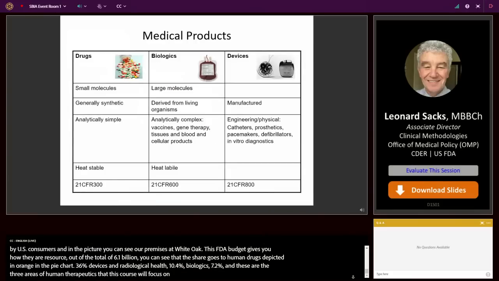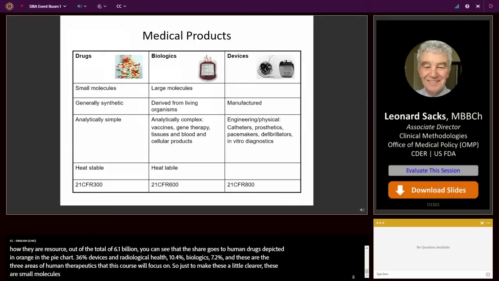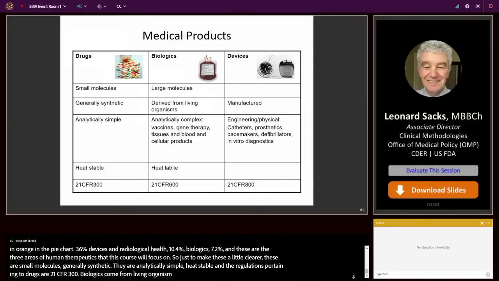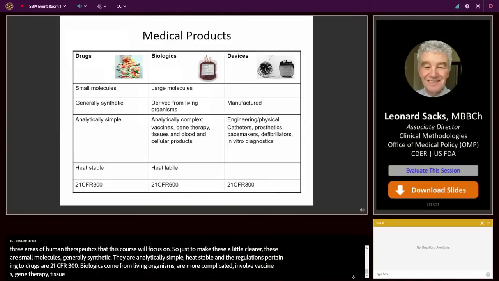So just to make these a little clearer, drugs, these are small molecules, generally synthetic. They're analytically simple, they're heat stable, and the regulations pertaining to drugs are in 21 CFR 300. Biologics are generally large molecules. They derive from living organisms. They're analytically much more complicated. They involve vaccines, gene therapy, tissue and blood products, other cellular products. They're generally heat labile, and the regulations are in 21 CFR 600.